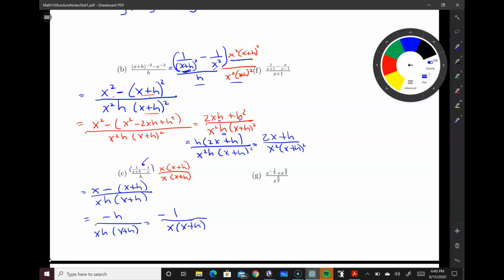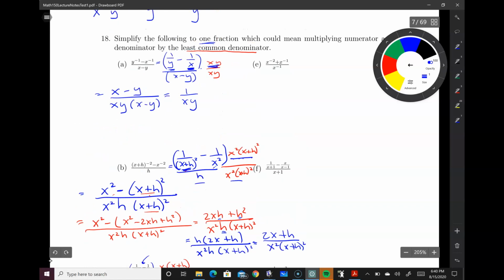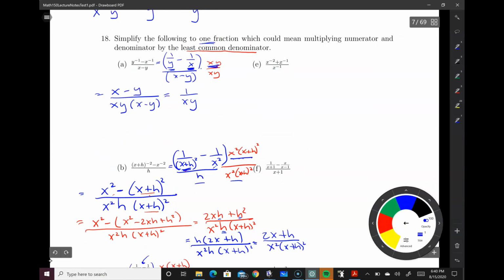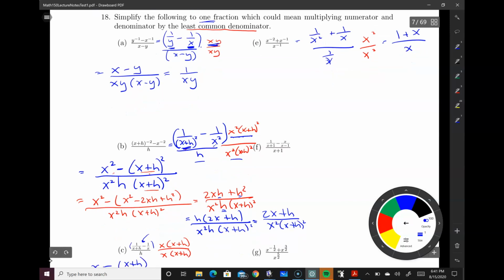All right, so looking, let's move up to the top here for this one. So this one here, again, rewriting it, 1 over x squared plus 1 over x, and this is 1 over x. So multiplying numerator and denominator by the least common denominator, which would be x squared. So that would give me 1 plus x all over x. Much nicer to look at. All right, this one here, multiplying numerator and denominator by (x minus 1) times (x plus 1), the least common denominator.